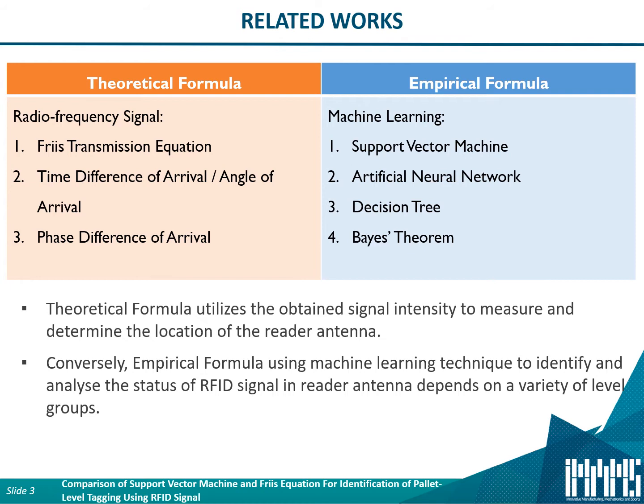The theoretical formula utilizes the received signal strength to measure and determine the location of the reader antenna. Conversely, the empirical formula uses machine learning techniques to analyze the status of the RFID signal in the reader antenna depending on the variety of the level group.